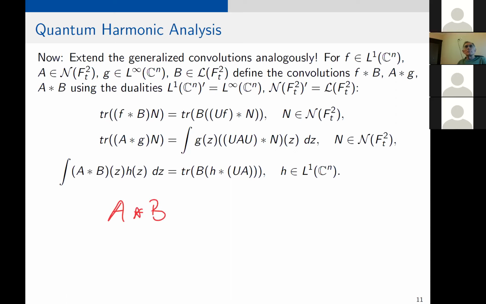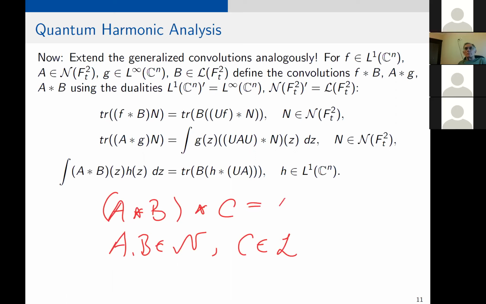so maybe if you have something like a times b times c, so if a and b are trace class, and c is a bounded linear operator, then this is, for example, the same as the convolution of a with the convolution of b and c. And you get properties of this kind, which you of course have to prove, but everything goes through. You have to work a bit here again, it's a bit technical, but it all works as you expected. The convolutions give you the same properties you know from the classical convolutions.